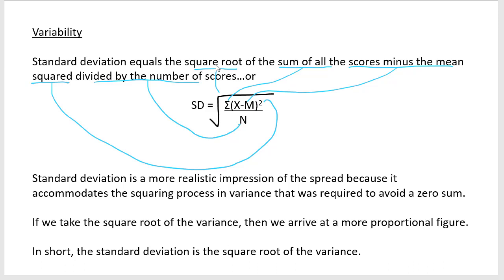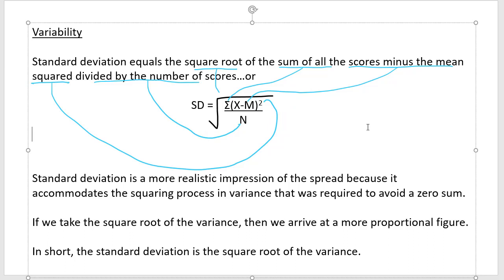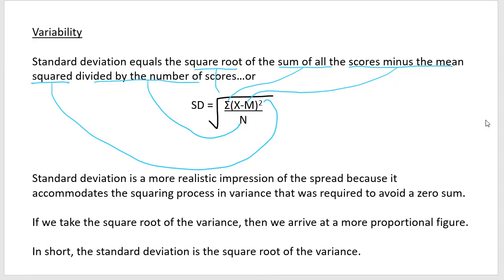Standard deviation equals the square root of the sum of all the scores minus the mean, squared, divided by the number of scores, or the square root of the formula we looked at when we looked at variance. So if you take that square root out, that's variance. If you put the square root back in, that is standard deviation. The only step between variance and standard deviation is to take the square root of this variance to get the standard deviation. It's a very simple process, but what it does is it reduces our proportion from a squared measure of dispersion to a standard measure of dispersion.